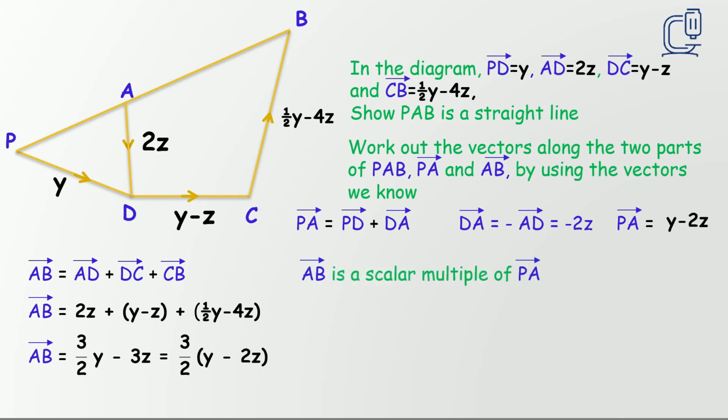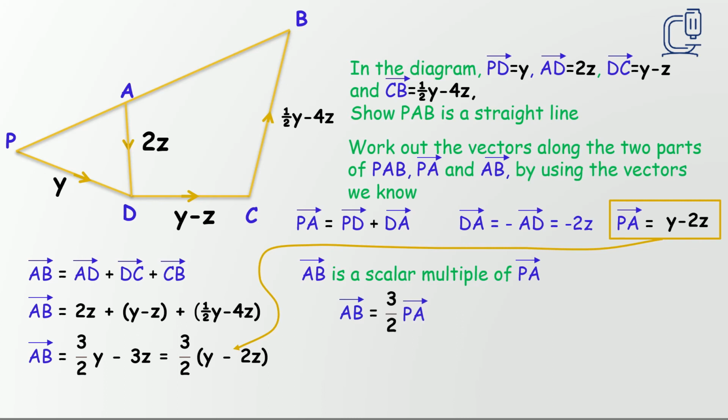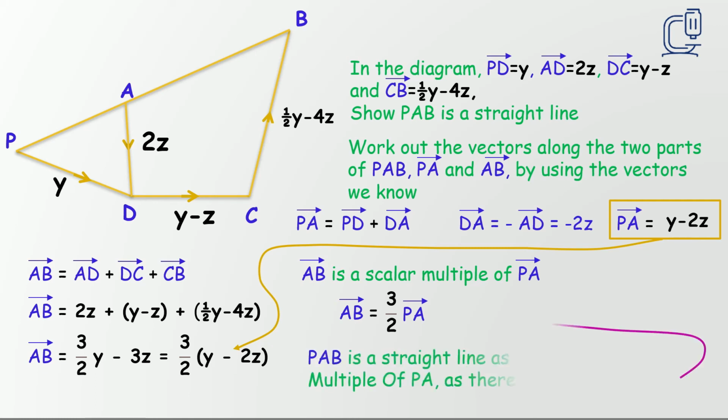Now, the next step is to check that AB is a scalar multiple of PA. Since we know that PA is equal to y minus 2z, we can substitute this into the vector we calculated for AB, which gives us AB is equal to 3 over 2 PA. So PAB is a straight line, as we have proven that AB is a scalar multiple of PA by the fact that we have shown the relationship of AB being equal to 3 over 2 PA.